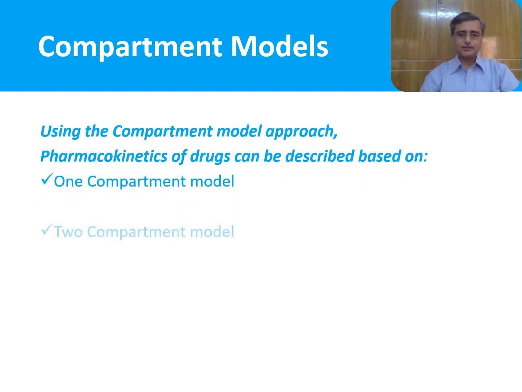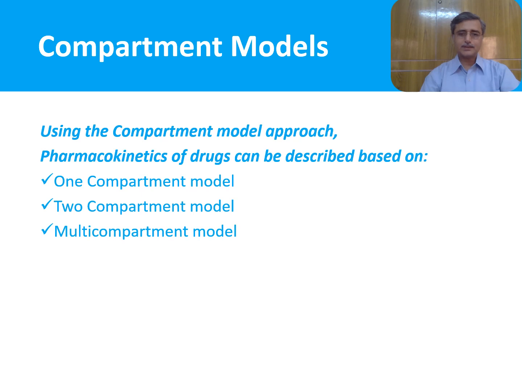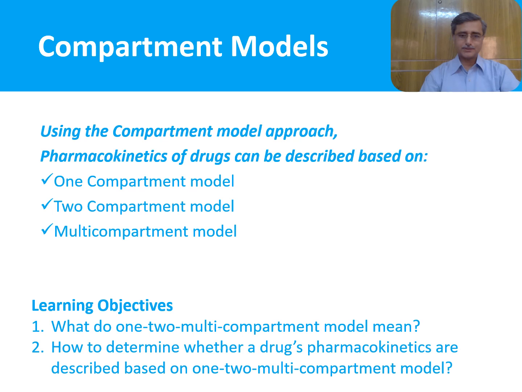So, using the compartment model approach, the pharmacokinetics of drugs can be described based on a one compartment model, two compartment model, or a multi-compartment model. Now, this is exactly the focus of our discussion today. The learning objectives are twofold. First, what do we mean by one, two, or multi-compartment model? And secondly, how do we determine whether a drug's pharmacokinetics are described based on one, two, or multi-compartment model?